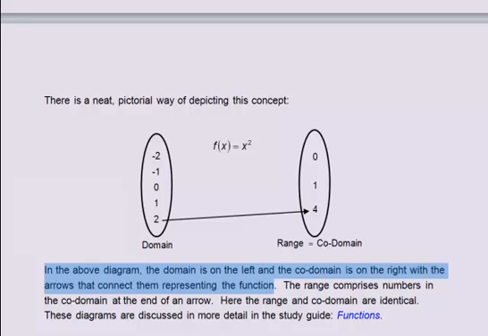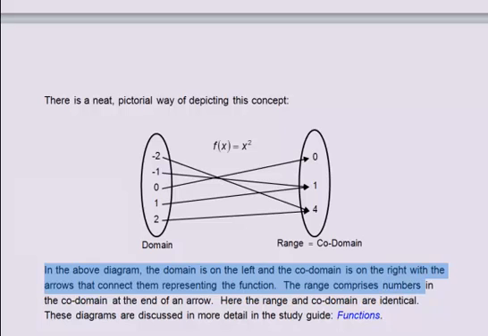So 2 in the domain maps onto 4 in the range or codomain. 1 in the domain maps onto 1 in the range or codomain. 0 in the domain maps onto 0 in the range or codomain. -1 in the domain also maps onto 1 in the codomain or range. And finally, -2 in the domain also maps onto 4 in the range or codomain.